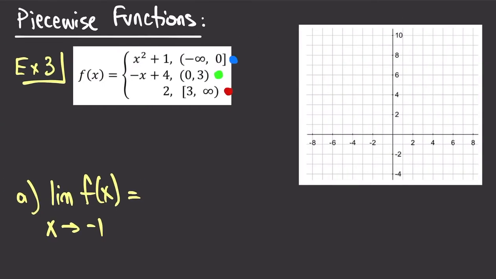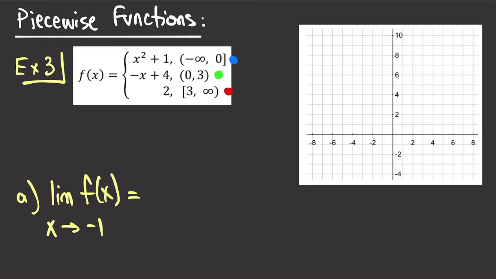All right, piecewise functions. This is going to be a little bit like that example we did on the second day. The only difference here is you're not going to be given the picture. You have to kind of create it. So we've got a piecewise function here. I sort of color-coded it. The first piece is x squared plus 1 from negative infinity to 0.